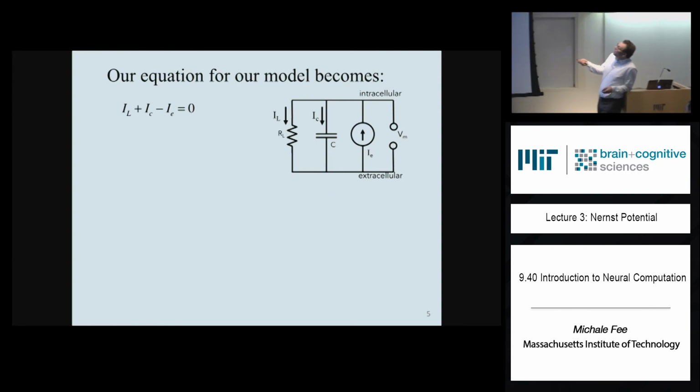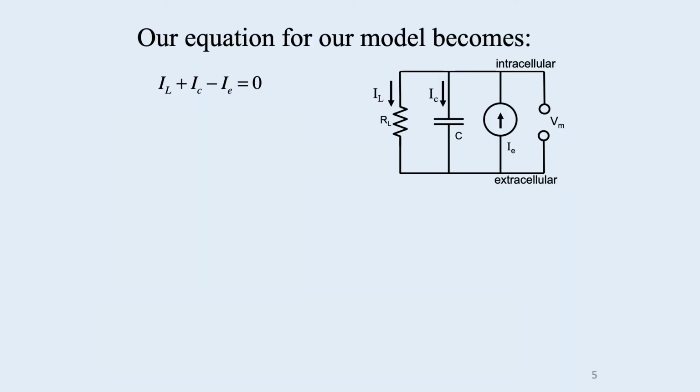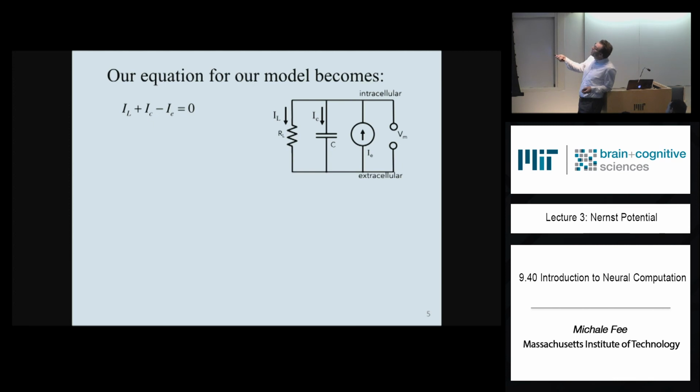Okay, then we derived a simple equation for how the membrane potential evolves over time as a function of the injected current. And we did that using Kirchhoff's current law, which says that the sum of all the currents into a node has to equal the sum of currents out of a node, where node here means a wire. And so the sum of these currents is equal to 0. There's a minus sign here because this current, the electrode injected current, is defined as positive going into the cell, and these currents are defined as positive when they go out of the cell.